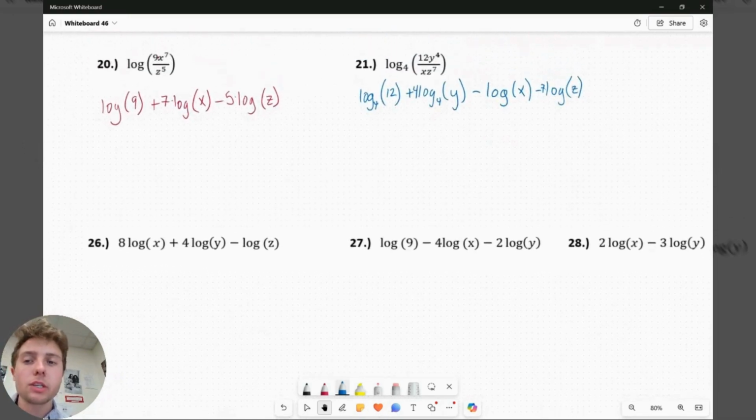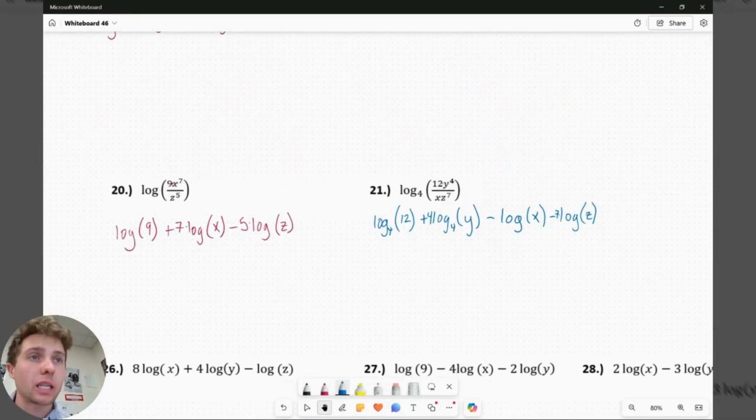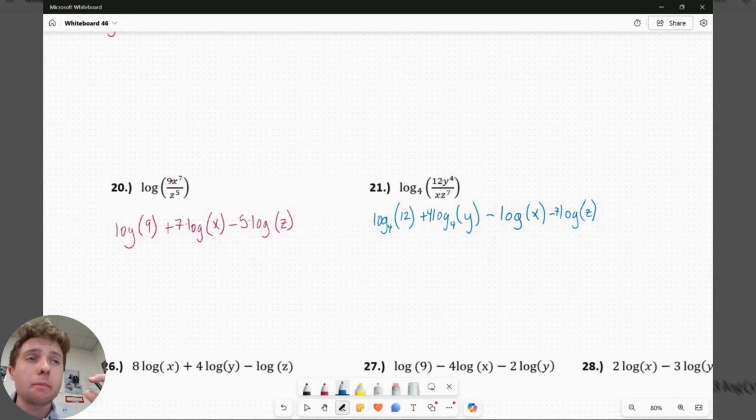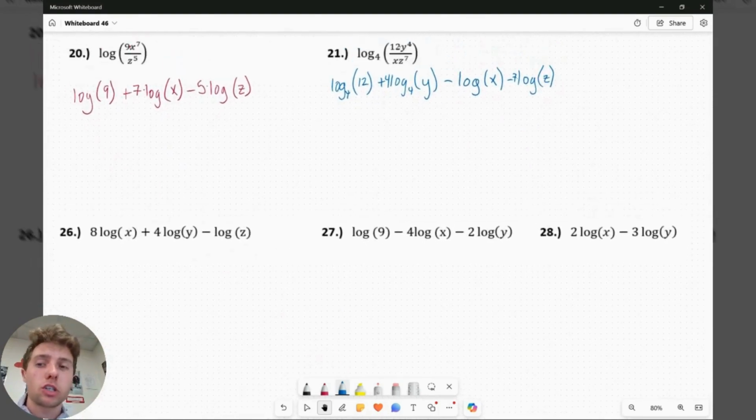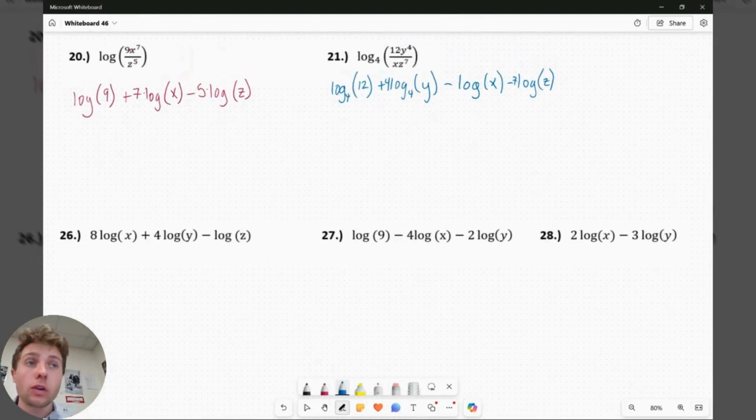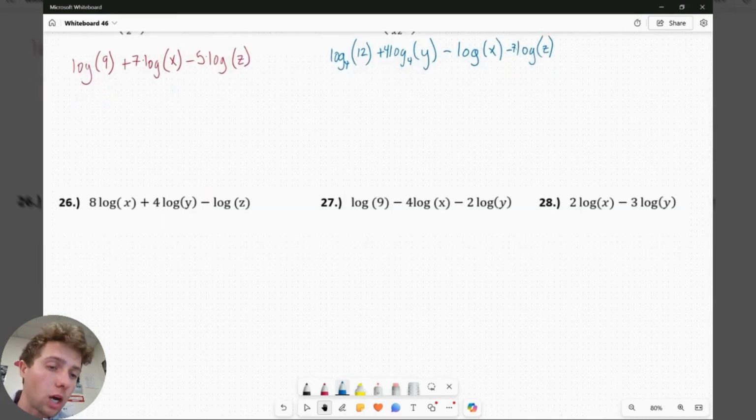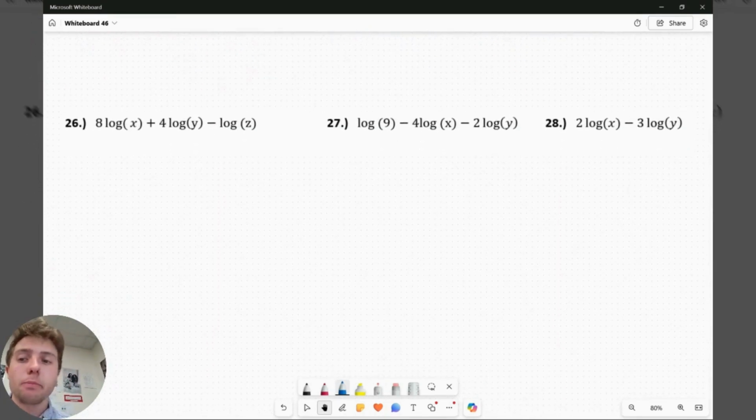From here, what we can always do is the opposite of what we just looked at, though. What we just did is what's called expanding logs. That means you take some log statement and you try and make it longer. You separate it so that you have individual logs adding and subtracting together. It creates a long string. But the other thing you can do is the reverse of that. You can take a string of logs and condense them together to make one singular log, as long as they are all the same base.